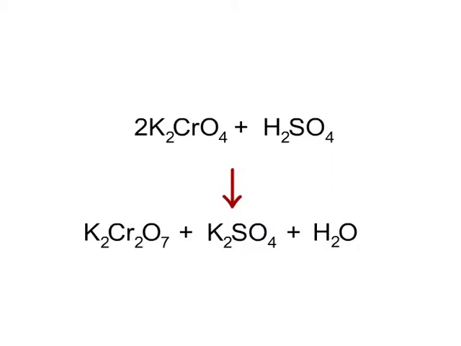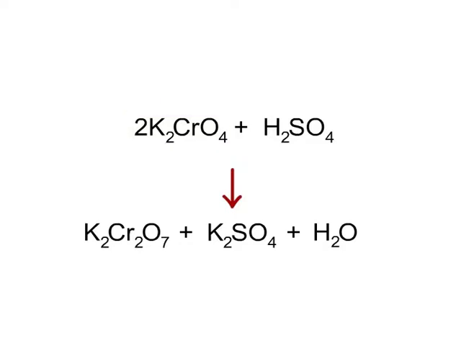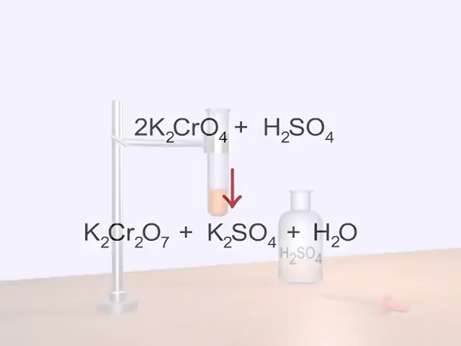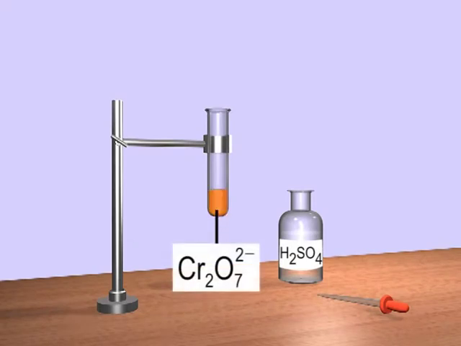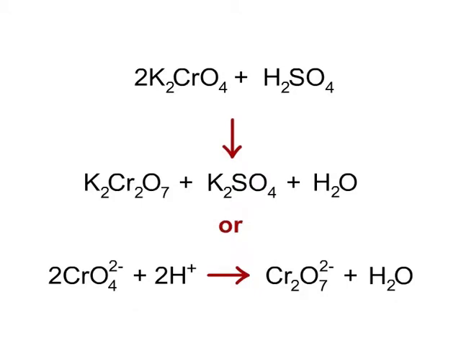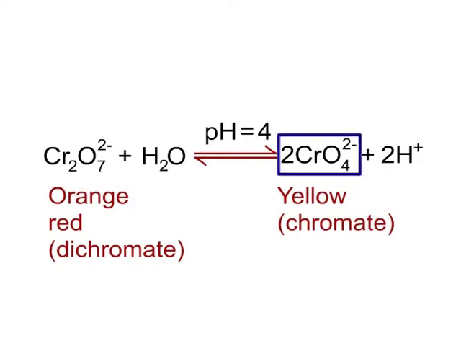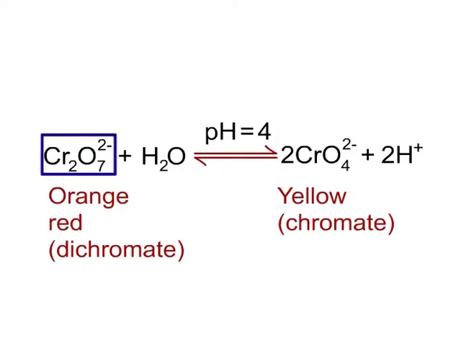Students, let us now learn about action of sulfuric acid on potassium dichromate. When potassium chromate reacts with sulfuric acid, then potassium dichromate, potassium sulfate and water are formed as product. Also, color of the solution changes to orange-red. It is due to formation of dichromate ions. Ionic form of the equation is shown on the screen. It depicts that chromate ions react with hydrogen ions to form dichromate ions and water.